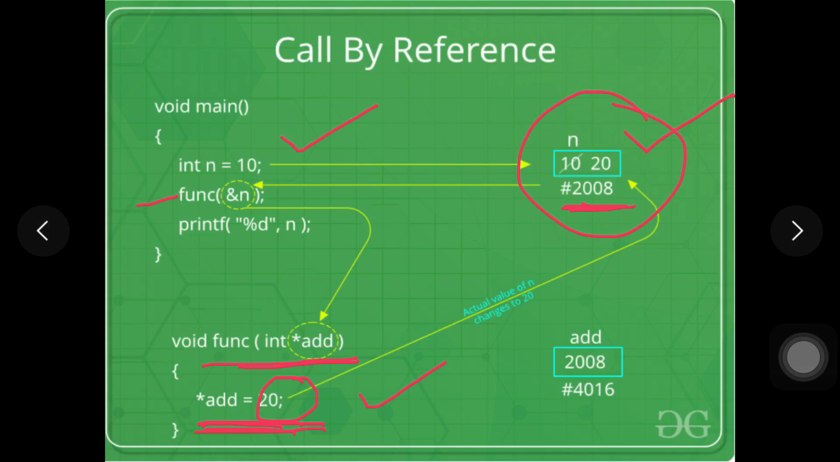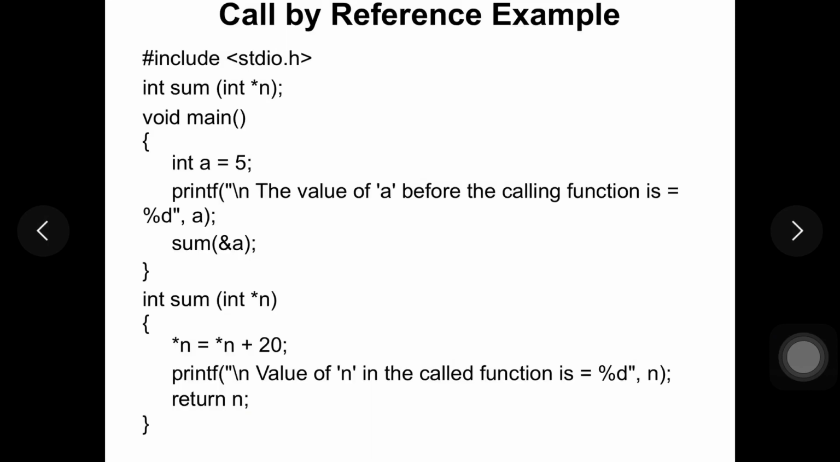Here we will be passing the addresses, and at the receiving end we are declaring the variable as a pointer, which will be pointing to the value at a particular address, the value at the address it is holding. As you can see here, add is holding the address 2008. Now whatever value is stored at 2008, that is what it will be pointing to. Okay, so this is call by reference mechanism. We'll see one example to understand this.